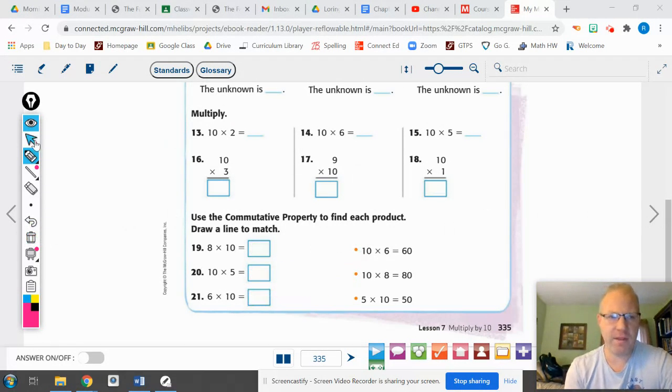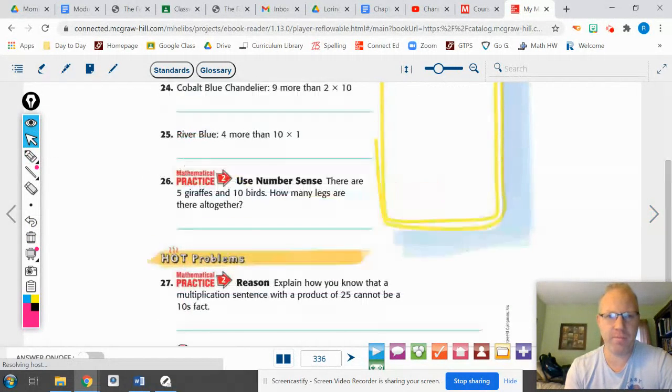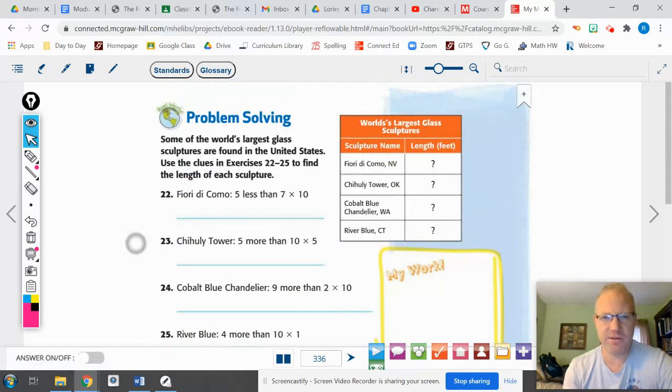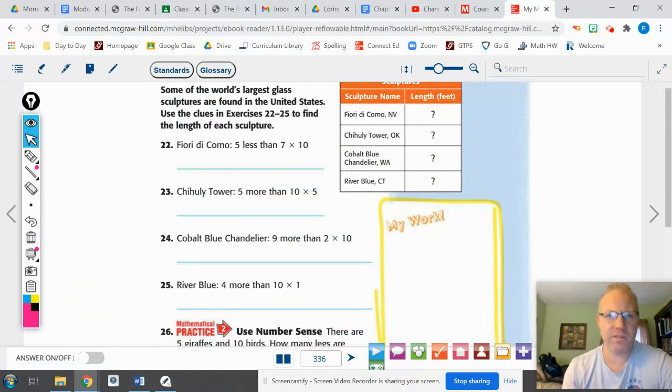Go on to the back of your independent practice. Remember, you should have done these problems first before watching this video so that you're checking your work. Some of the world's largest sculptures are found in the United States. Use the clues in exercises 22 to 25 to find the length of each sculpture. So we have a sculptures table. The sculpture name is listed for us and the length of the sculpture. We don't know all of the lengths yet. Those are the unknowns.